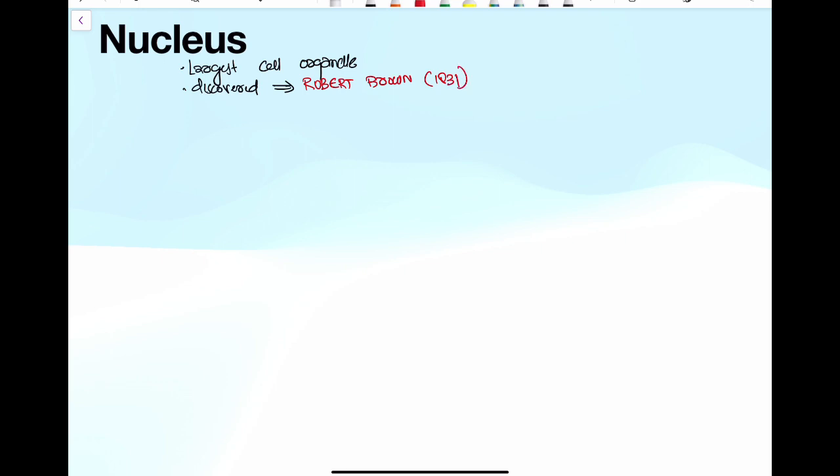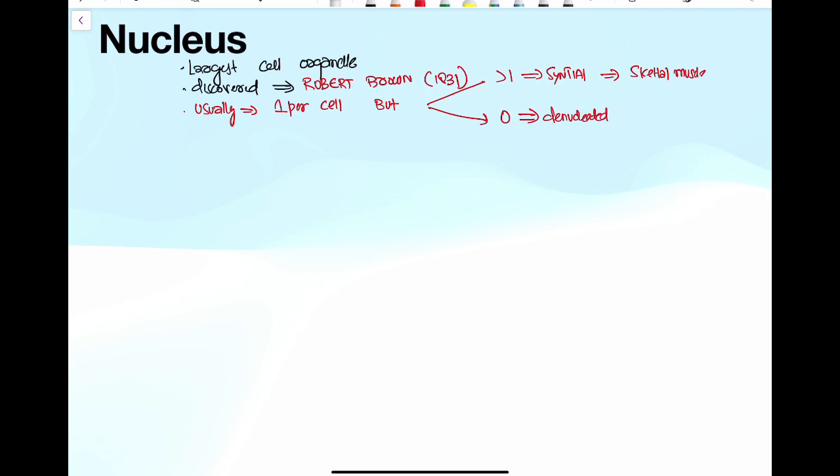In 1831. An important thing: usually there is one nucleus per cell, but some may have more than one, which is called the multinucleate condition. For example, skeletal muscles. Or some may have zero nucleus, no nucleus. These are called denucleated cells. For example, typically you are asked RBCs and sieve tubes.